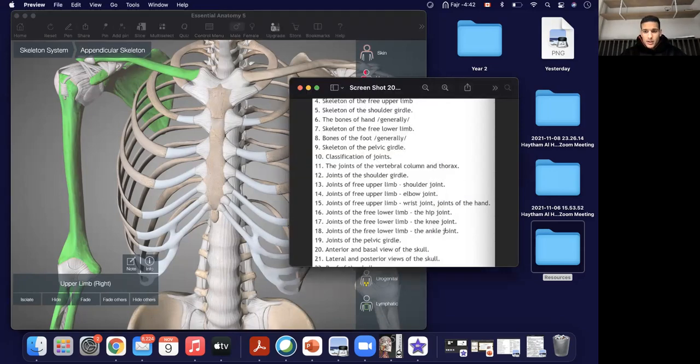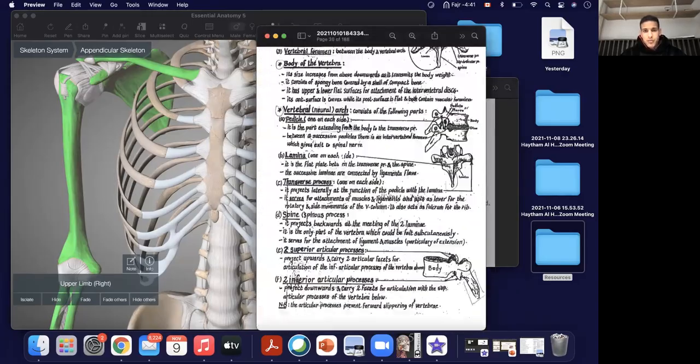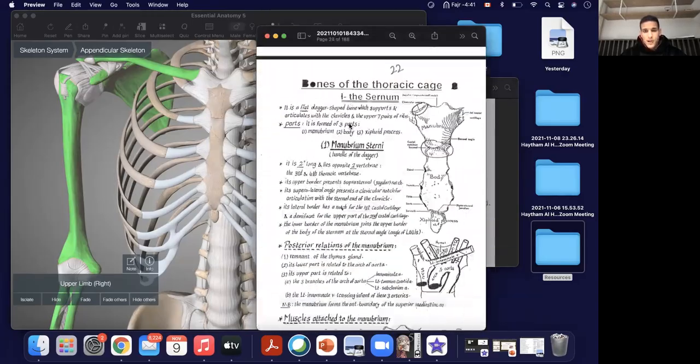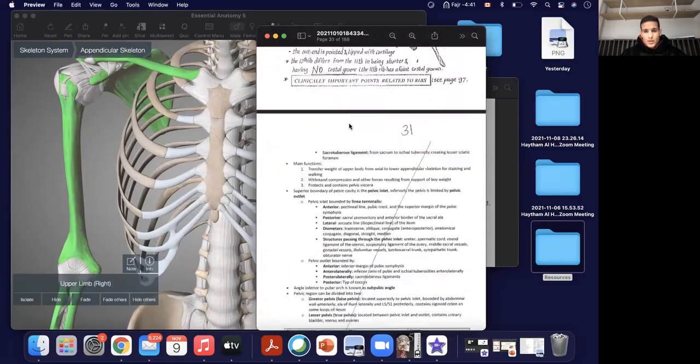Where did I put it? Yeah, it's here, okay. I'll just get it out for you.